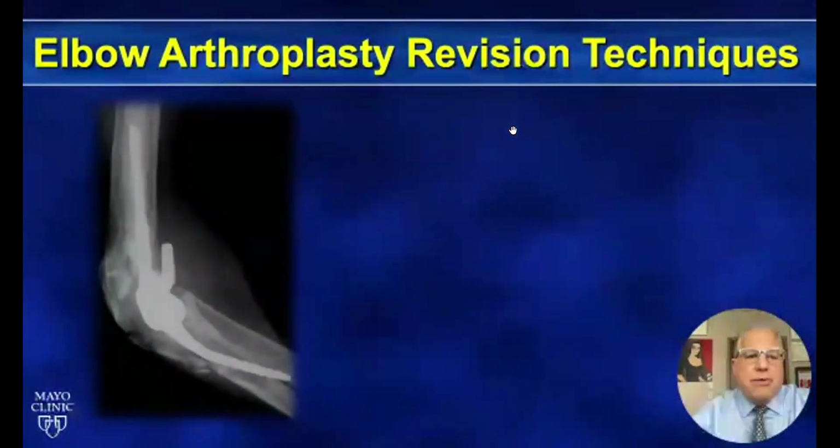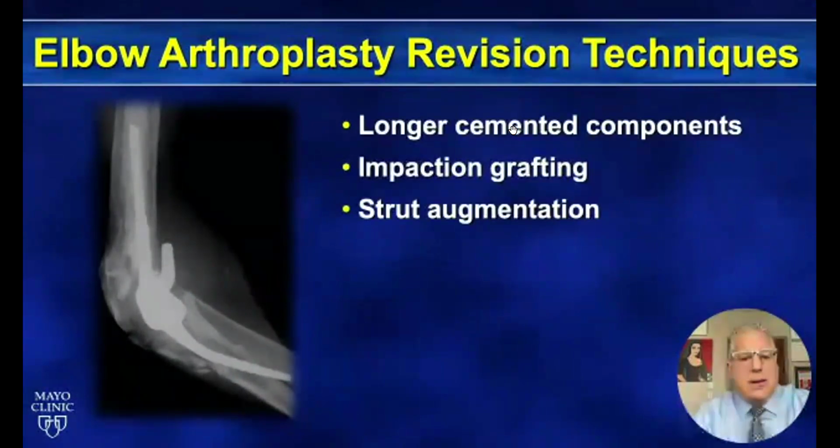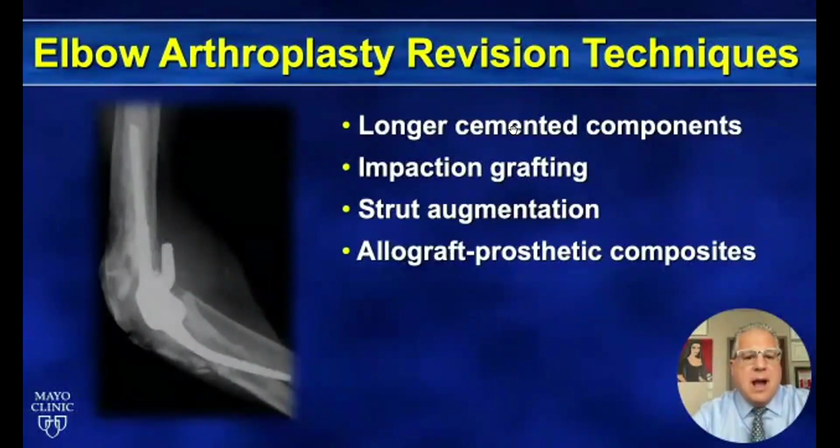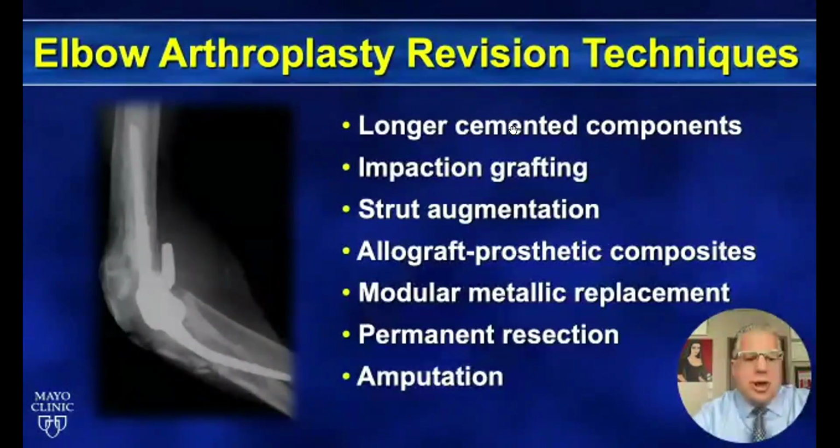There are multiple revision strategies that may be considered at the time of revision elbow arthroplasty: using a longer cemented component, impaction grafting, strut augmentation, allograft prosthetic composites, modular replacements, and very rarely permanent resection or amputation.